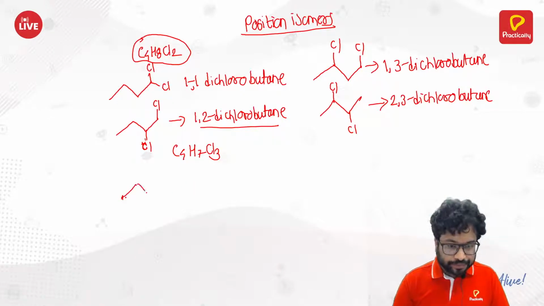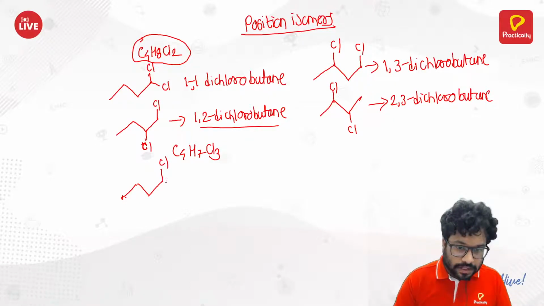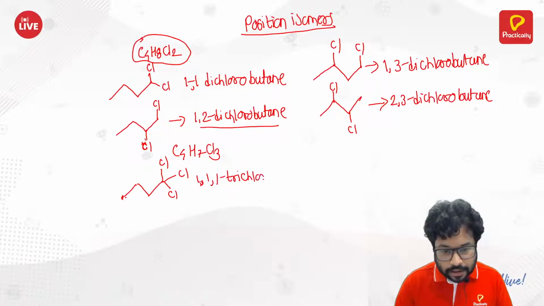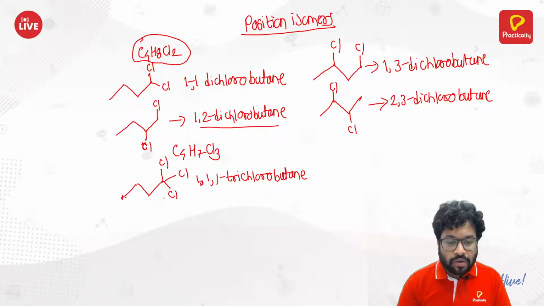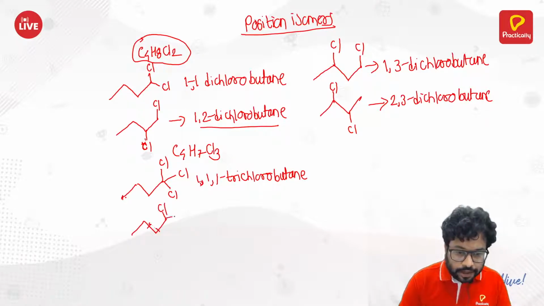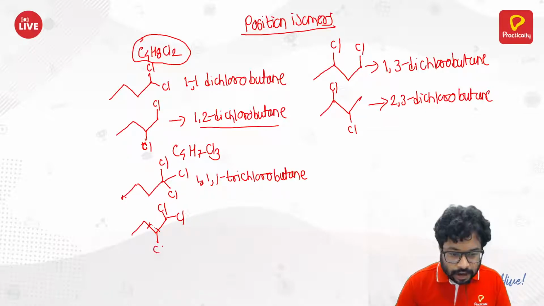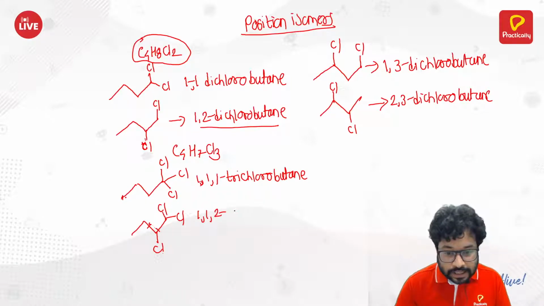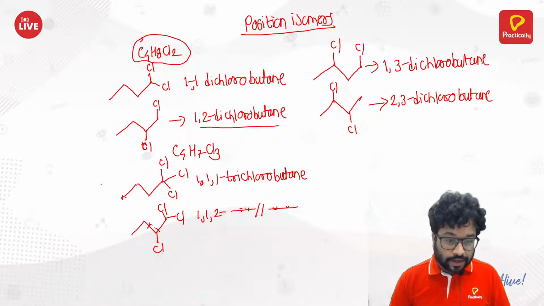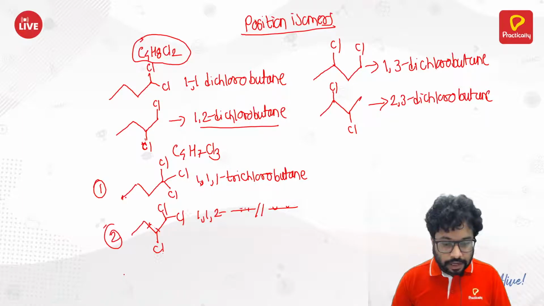Now, how would this compound be shown? Let me show you. It might have all 3 chlorine atoms here. So how do you name it now? 1, 1, 1 trichlorobutane. Now what we'll do is take one of the chlorine atoms here and attach it here. Chlorine, chlorine, chlorine. Now, what do we name it? 1, 1, 2 trichlorobutane. So that is one structure. We already got 1, 1, 1 and 1, 1, 2. Now the third isomer.